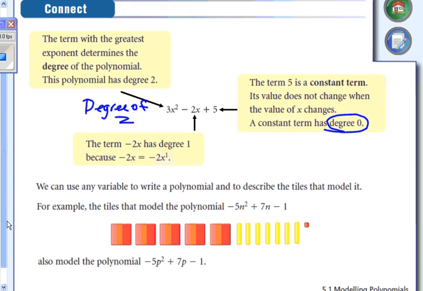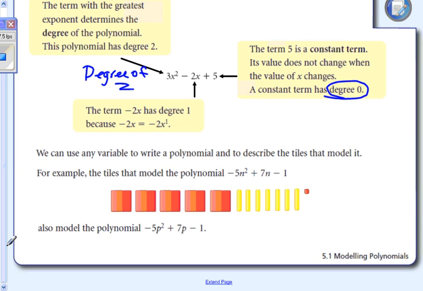So we can use any variable that we want with polynomials. Whether you have an n or a p or an x or a y, it really doesn't matter. A variable is just meant to take the place of some unknown quantity. So all of these, these 2 polynomials, could be modeled using this model here. So those would be really equivalent.